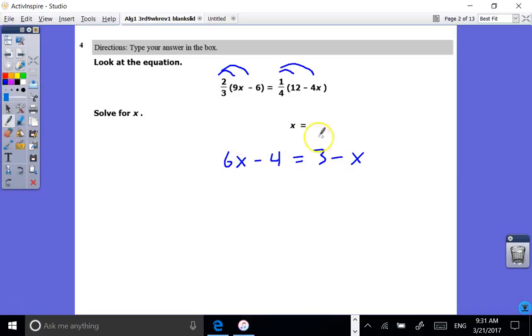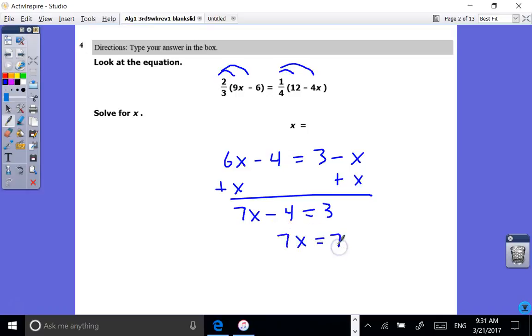Right, we need to get the x's all on one side. Which x term should I move? The smaller of the two, which is what? The minus x. So how do I cancel a minus x? You add x. Now we have 7x minus 4 equals 3. So now it's just a two-step equation. What are the last two steps? Add 4, 7x equals 7. Divide by 7, x equals 1.